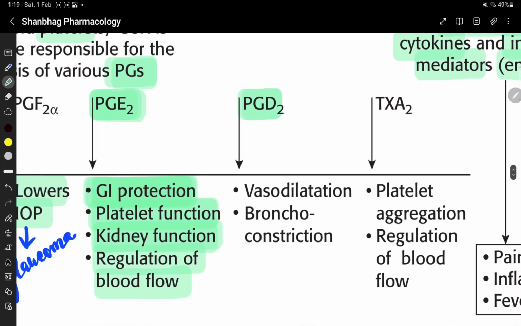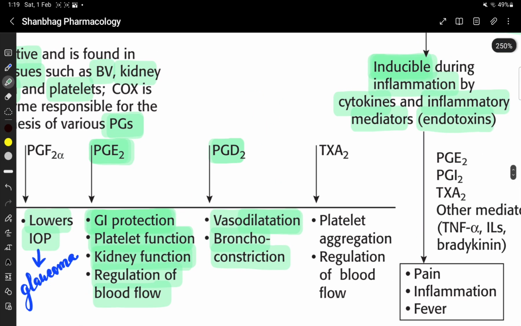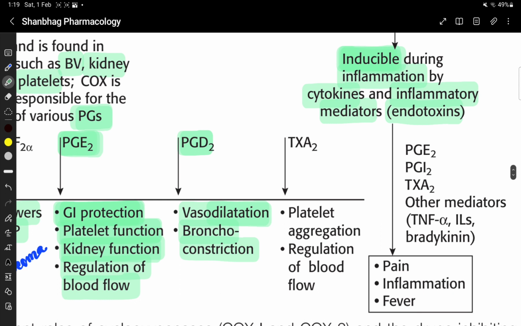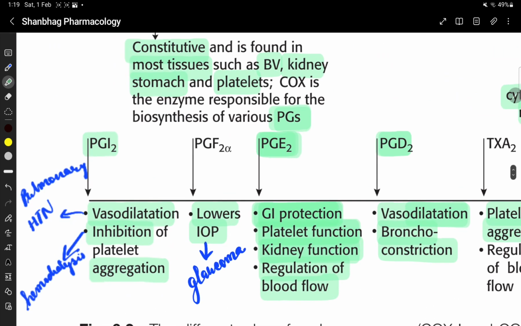PGD2 causes vasodilation, D for dilation, but it causes bronchoconstriction. Thromboxane A2 causes platelet aggregation and regulation of blood flow.